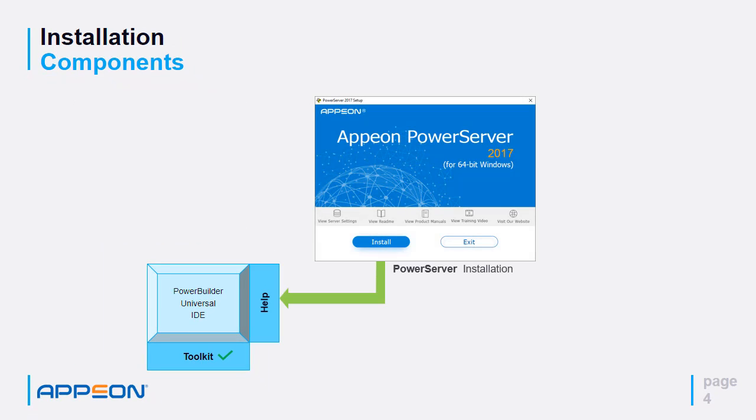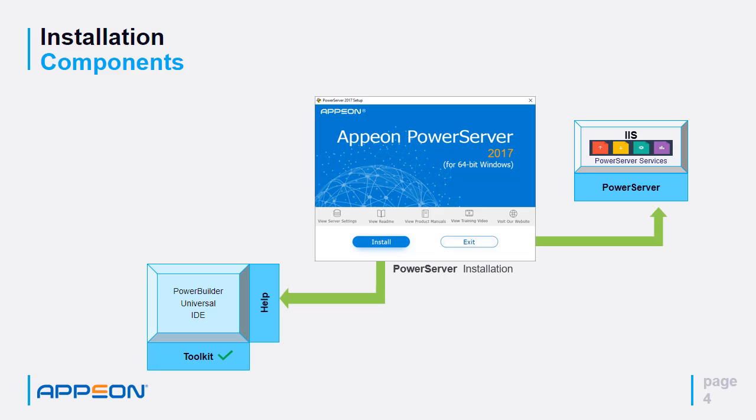Once you start the PowerServer 2017 install, it will validate that the PowerBuilder Universal IDE includes the toolkit before proceeding. If so, it will go ahead and install the PowerServer help. Note in this tutorial I'm installing the PowerServer 2017 64-bit version for Microsoft Windows and the .NET version, not the Java Enterprise Edition. During the installation, PowerServer will also be installed underneath IIS. Note that PowerServer is really a helper to the main application server IIS and includes a whole raft of services that provide development, deployment, debugging, and also runtime services.